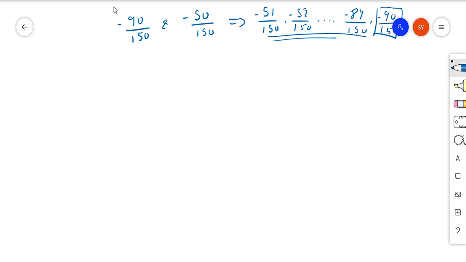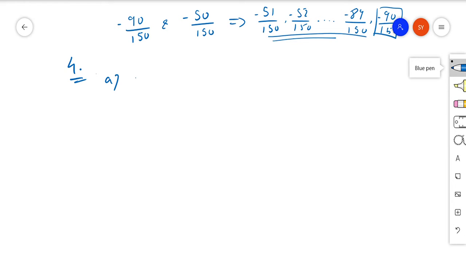Alright, we'll continue with exercise 2.1, fourth one. Okay, fourth A. Write three rational numbers equivalent to each of the following. So we have to write the equivalent rational numbers.